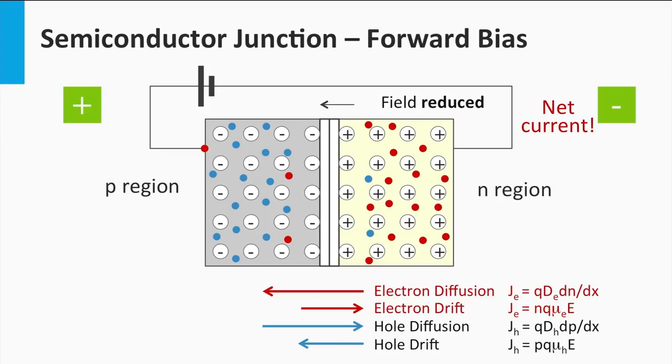You can easily see this if you look in more detail at the equations for the current densities related to diffusion and drift. First, since the width of the depletion zone is smaller, or in other words dx is getting smaller, the density gradients dn/dx and dp/dx become much larger. As a consequence, the current density related to diffusion becomes significantly larger, indicated by the larger arrows.